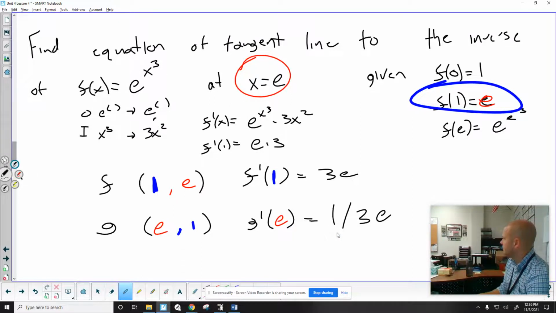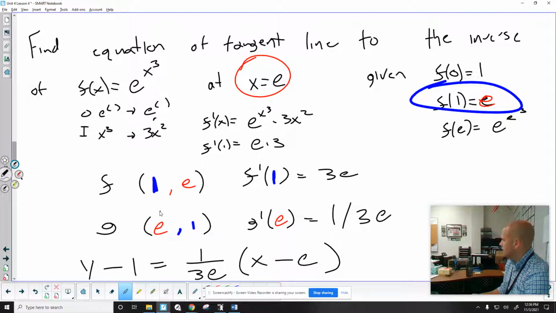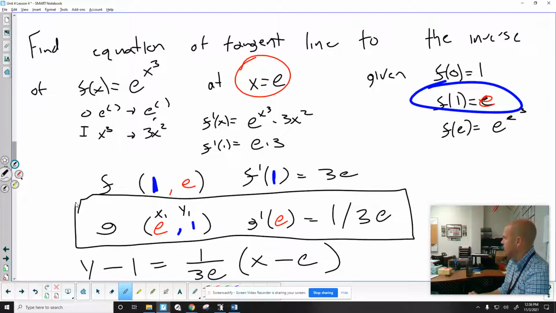Not done yet. If this was a question, it would be multiple choice on your online quiz where you won't have to worry about typing in perfectly. You'd be able to see this. x1, y1. Some people get the points all flip-flop, but just stick with your information on the inverse. x minus e, 1 over 3e, y minus 1. Got it? Okay, just a couple more.